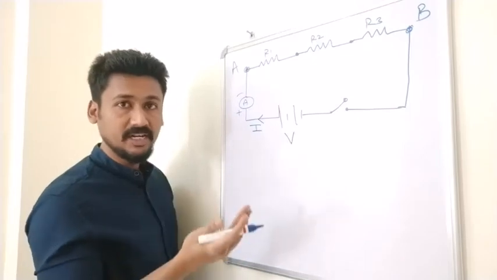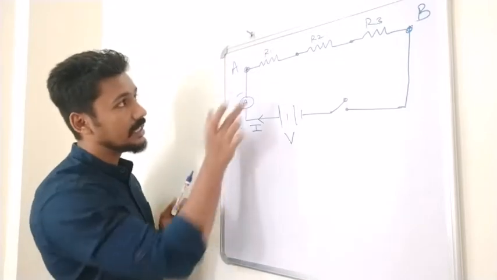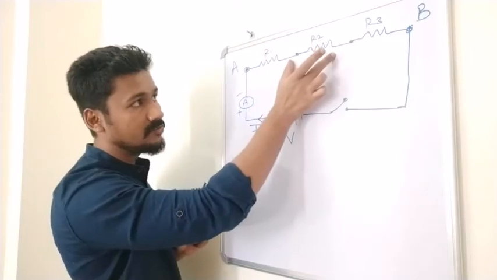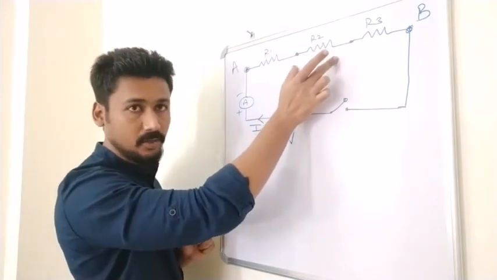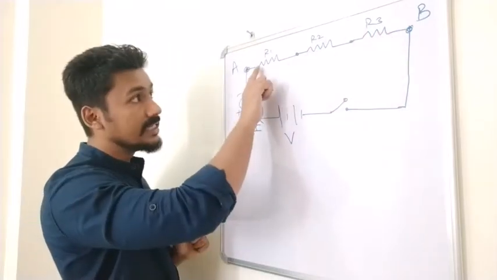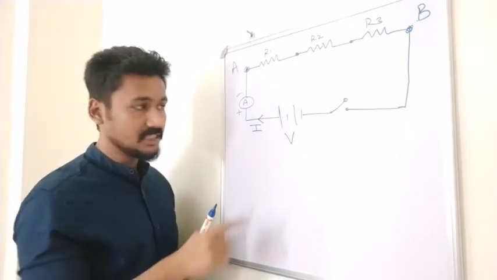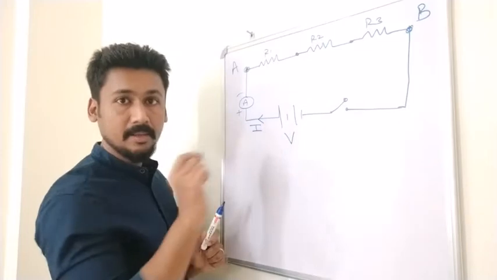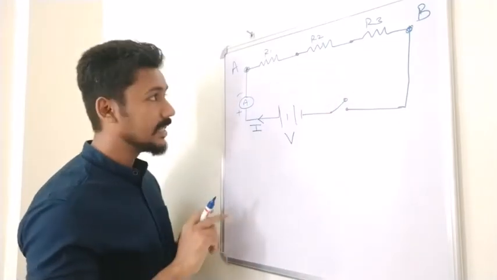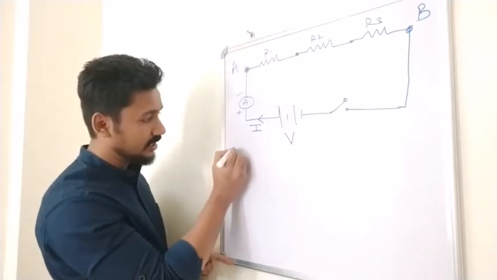But what will be different? The voltages across the resistors will be different. Across R1 we will have some potential difference, let us call it V1. Across R2 we will have V2, and across R3 we will have V3. These potential differences are going to be different. So in a series combination, the current is the same, but the potential across each resistor is different.